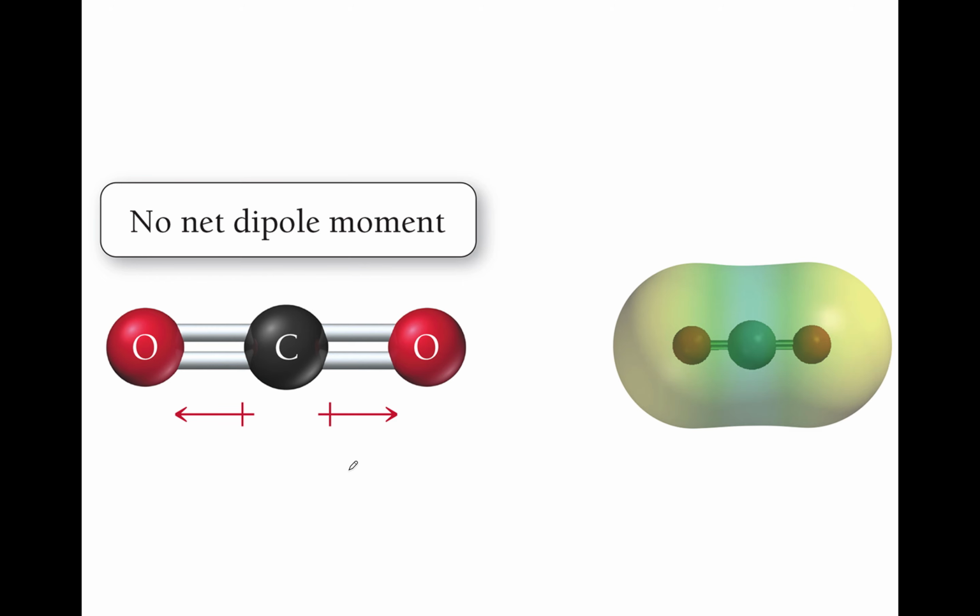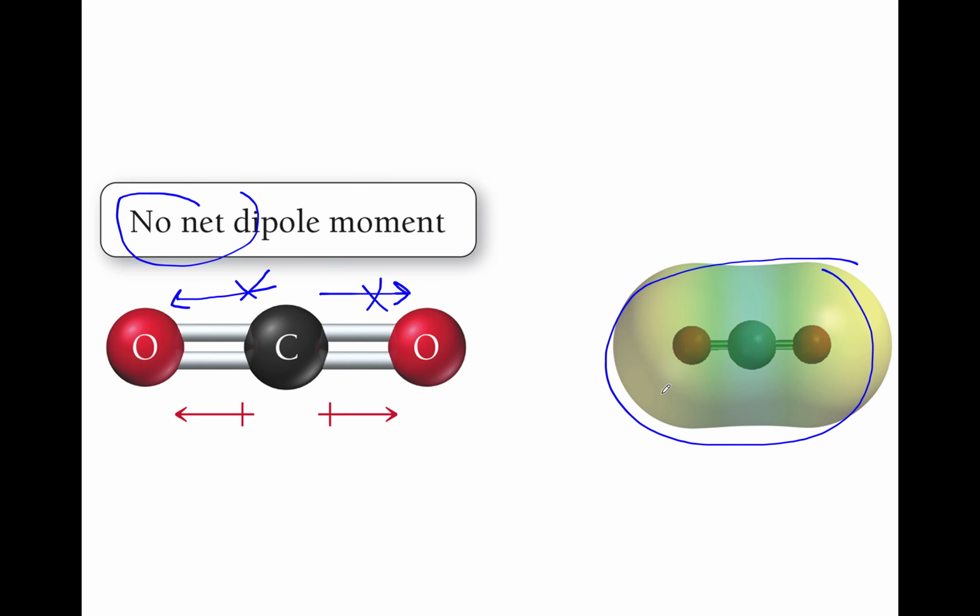So you can see here, carbon dioxide, this is a polar bond pulling this way, polar bond pulling this way. Because they're the same, it cancels out. No net dipole. You can see, look how uniform this electron region is. So this is a nonpolar molecule.